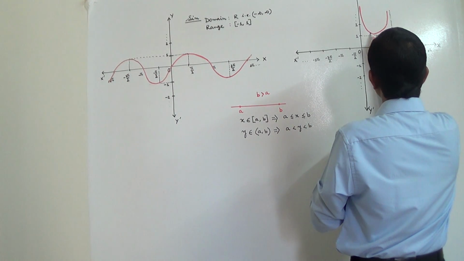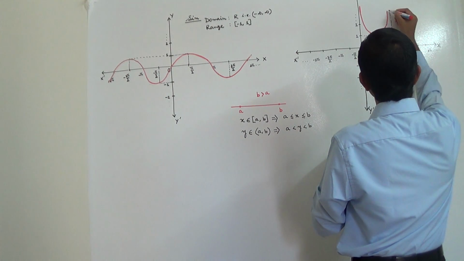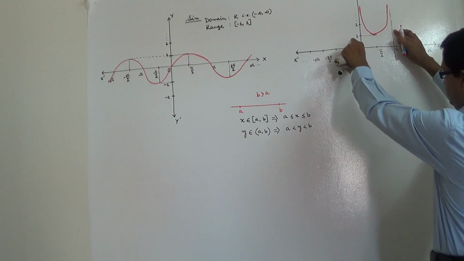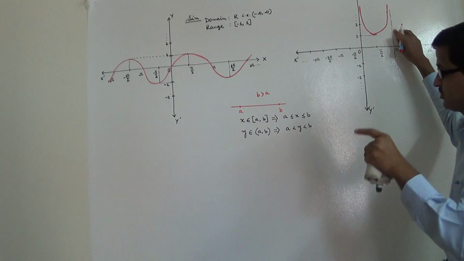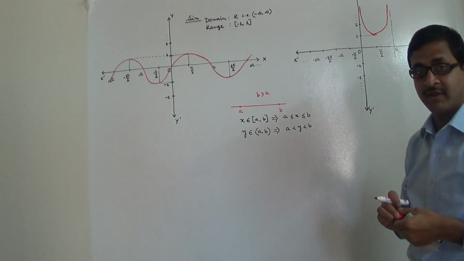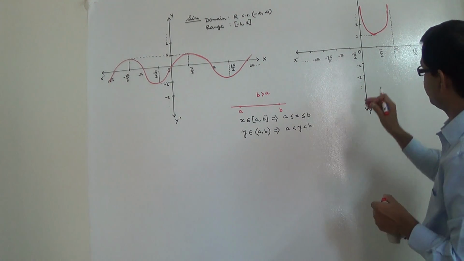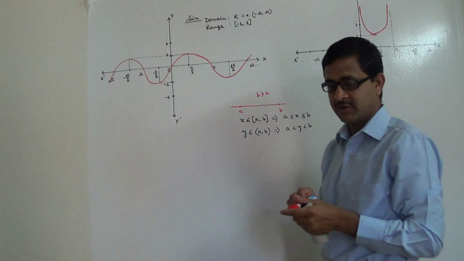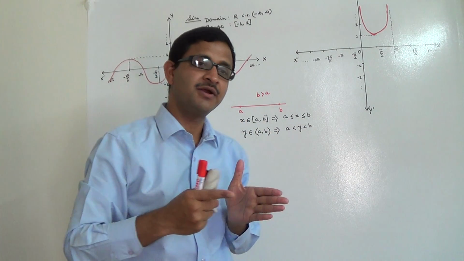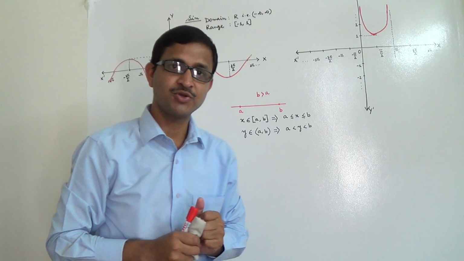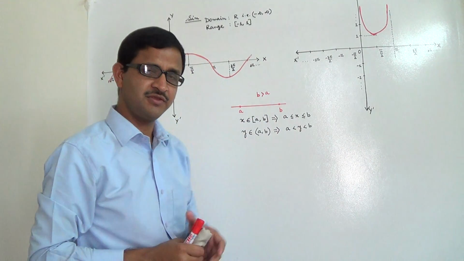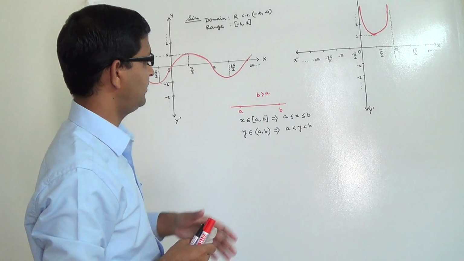So the function will be like this very specifically. It will go like this. It will never touch these two lines. Sorry, extremely sorry. It cannot touch these two lines. So these are called asymptotes. An asymptote is something where a line and a curve touch at infinity. These lines are asymptotes. Okay.